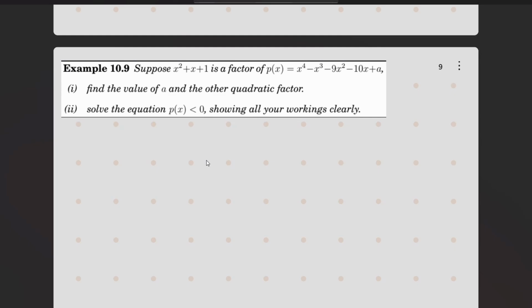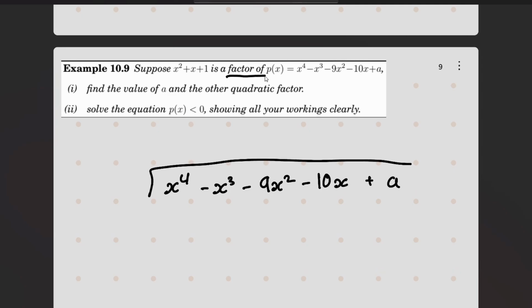So now we're going to take a look at this problem. So now we're going to use long division for this question. Let's write everything down here, minus 10x plus 8. And since it has already said that this equation is a factor of p of x, it just means we have 0 remainder. So now we're going to divide this with x squared plus x plus 1.